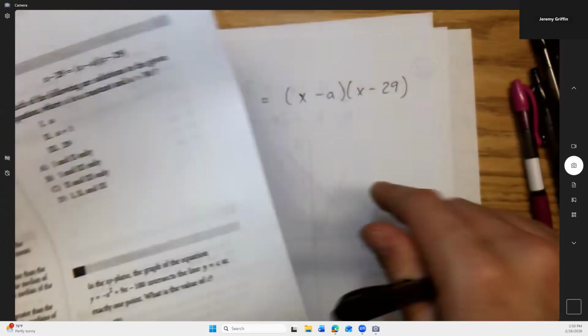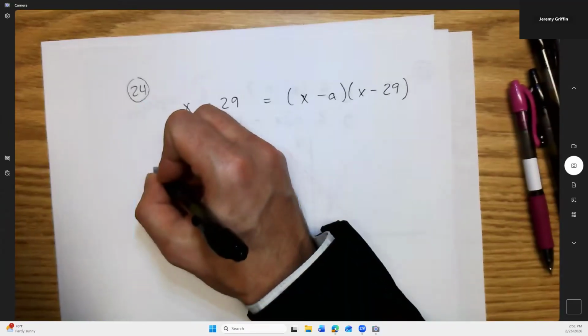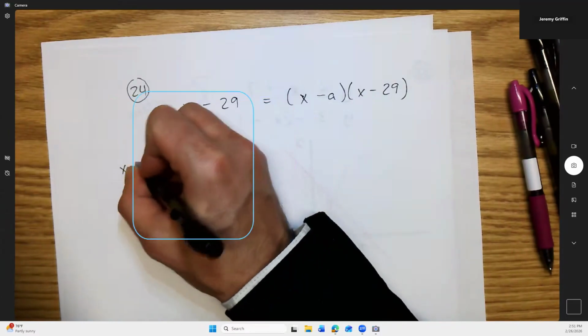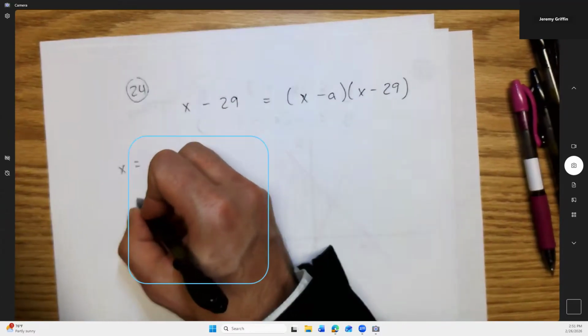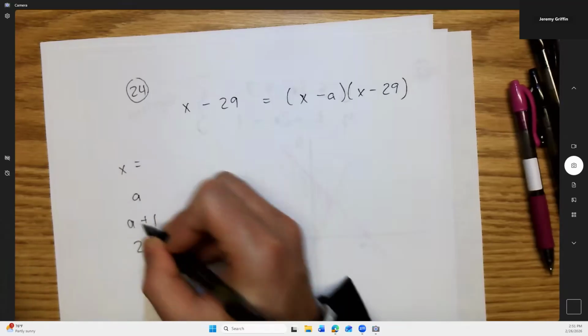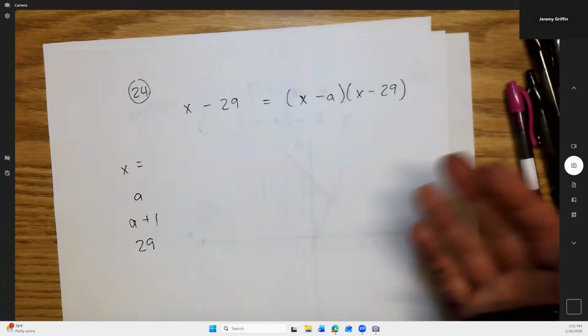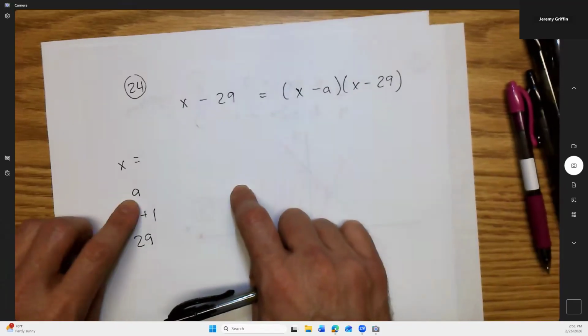Let's try this. Let's go through one by one. So here are our candidates for solutions. x could equal a, a plus 1, and 29. What I would do is test these one by one, and if something's wrong, I would eliminate it, and if it works, I'll keep it. So let's try a.